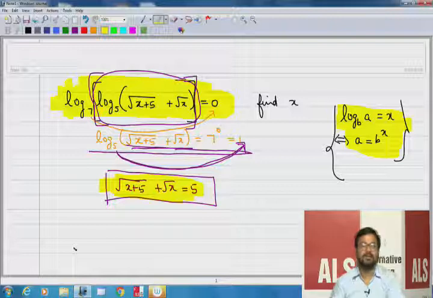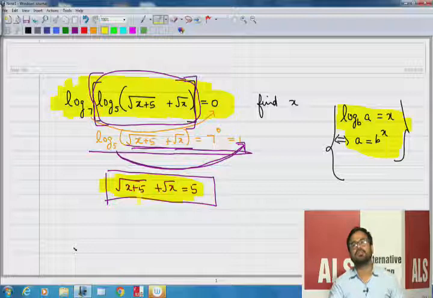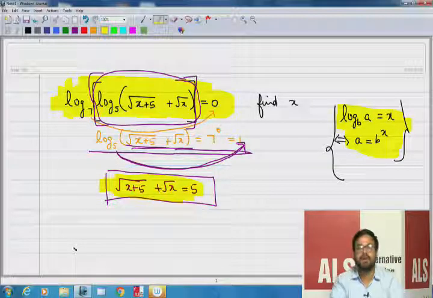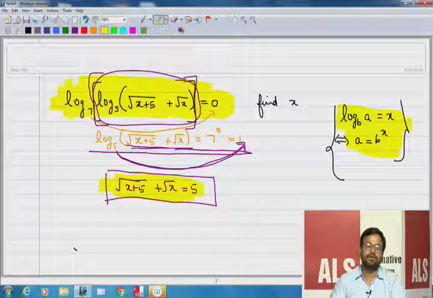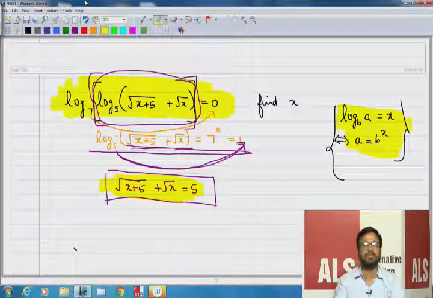Okay. See, first of all, whenever you get this type of equation in which the variable we have to find is inside a square root, you know the only way to remove the square root symbol is to square the equation. So what you can do is square on both sides.